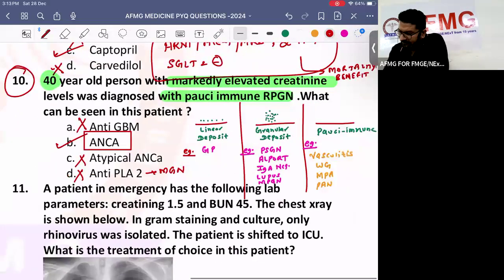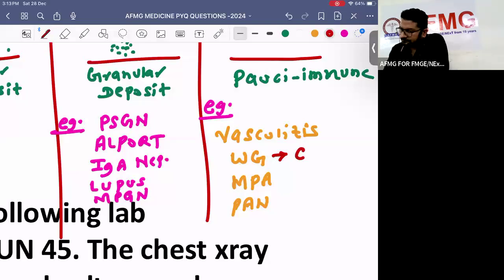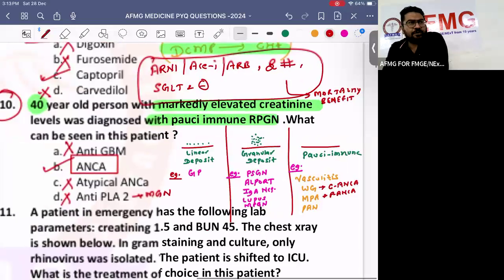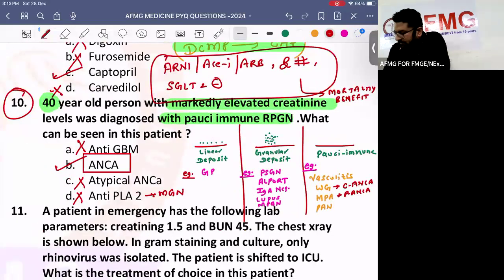Is it clear? See, Wegener's will have C ANCA and microscopic polyangiitis will have P ANCA. And PAN does not have ANCA. What does PAN have? Immune complex. PAN will have immune complex. Am I clear? Okay, next question. Try to answer.